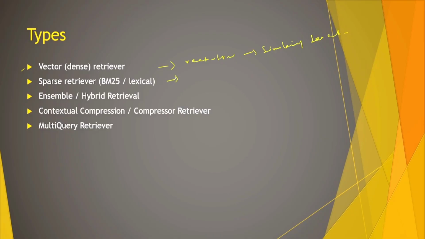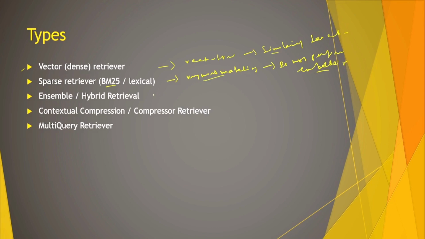The second one is the sparse retriever, that is BM25. Here, instead of performing similarity search, we perform a keyword matching operation, and we do not perform embedding. So in the case of a sparse retriever, whatever data we have, we do not embed it, and instead of similarity search, we perform keyword matching. I'll show you everything one by one with examples, don't worry.